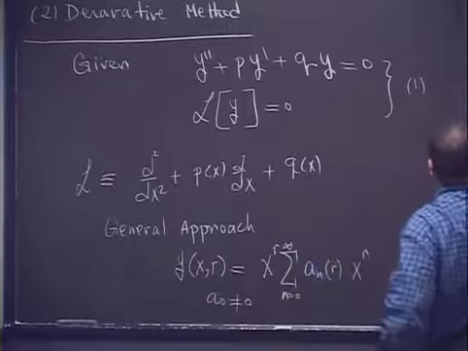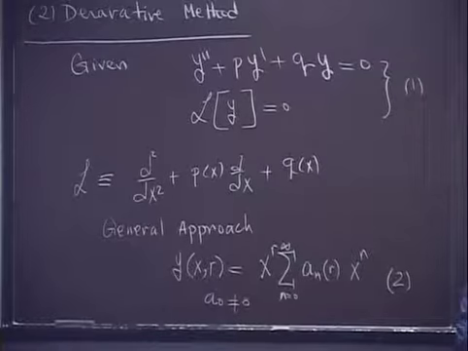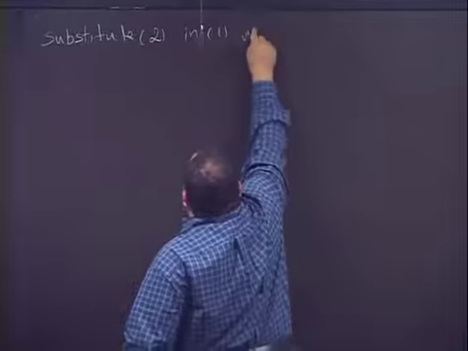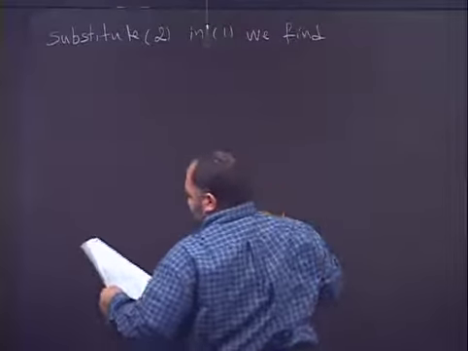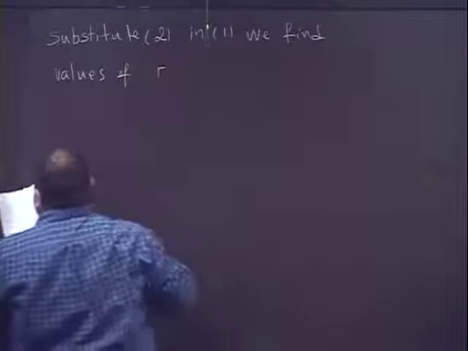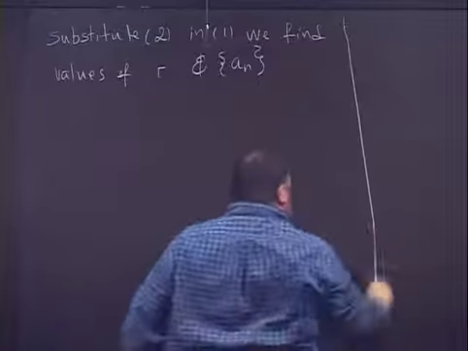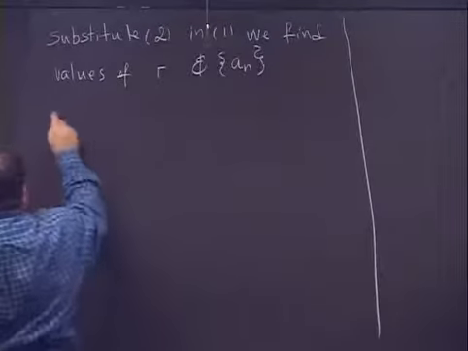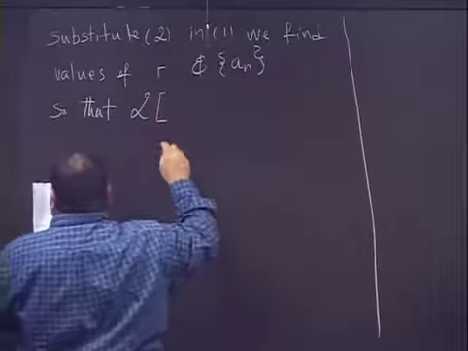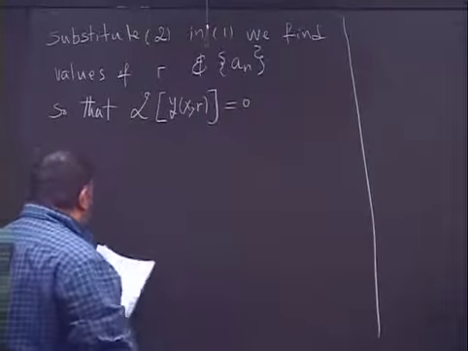So if we substitute in equation 1, we will find the values of r and the values of a sub n, and this is what we used to do for the last couple of lectures, so that the operator L of y of x and r is satisfied and is equal to 0.